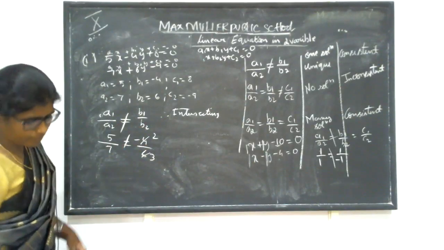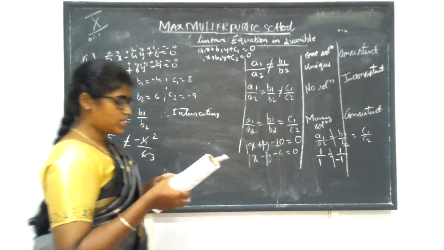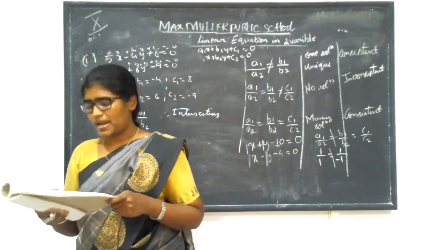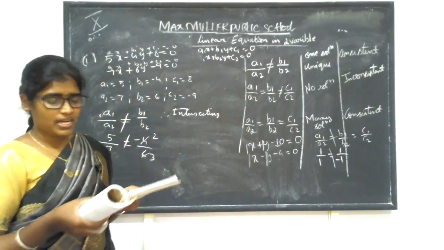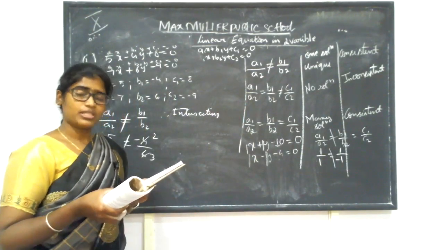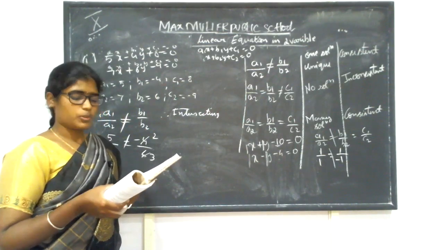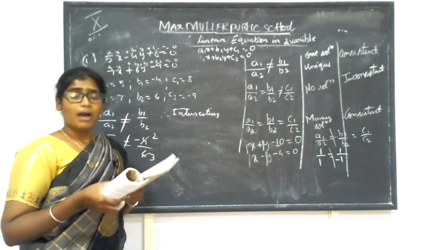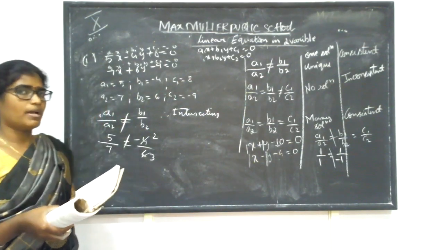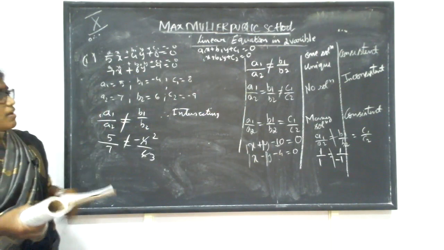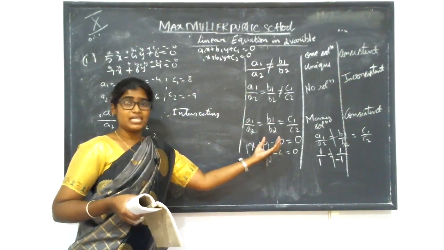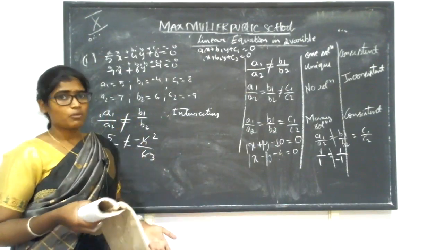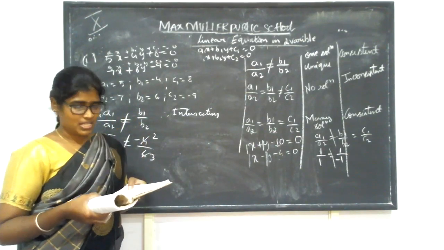Clear? Do it. Next, second one you see, 9 by 18, 3 by 6, 12 by 24. Cancel it. 9 ones are 9, 9 twos are 18. 3 ones are 3, 3 twos are 6. 12 ones are 12, 12 twos are 24. All are equal. All will come in half ratio. Correct? 1 by 2 is equal to 1 by 2 is equal to 1 by 2. Now, if all the three are equal, what type of line is it? It is coincident line. First one is intersecting. Second one is coincident. What will be the third one? Let's see.